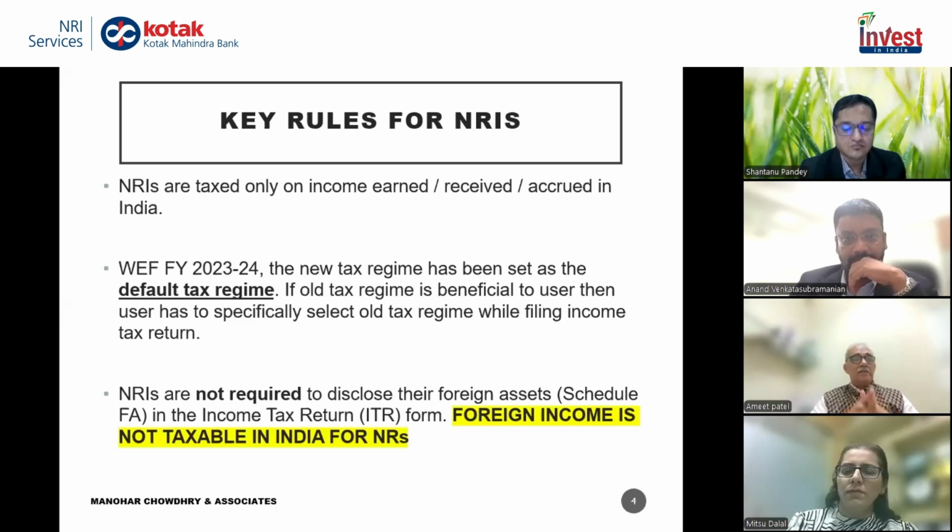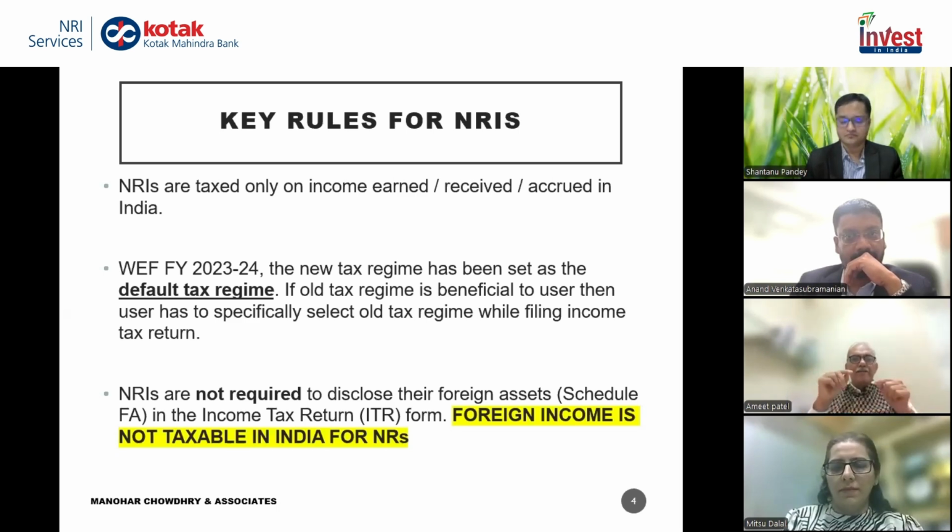Now, NRIs are not required to... This is important because there were a lot of queries on this. If I am a non-resident, am I supposed to disclose my income earned in my home country, wherever you are, Canada, USA, Belgium, Netherlands, whatever it is? Are you supposed to disclose that foreign income in India? The answer is clearly no. I'm not talking about NRIs, I'm talking about a person who is non-resident for tax purposes in India. If you are a non-resident, you're not required to pay tax on foreign income, and you also don't need to disclose the foreign income or your foreign assets in the ITR form.